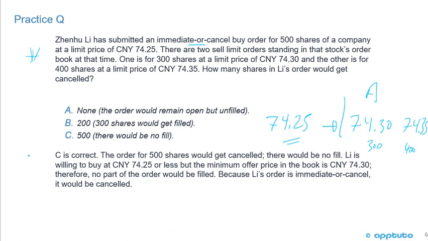So C is correct. The order for 500 shares would get canceled. There would be no fill. Li is willing to buy at 74.25 or less, but the minimum offer price in the book is CNY 74.30. Therefore, no part of the order would be filled. Because her order is immediate or cancel, it would be canceled.